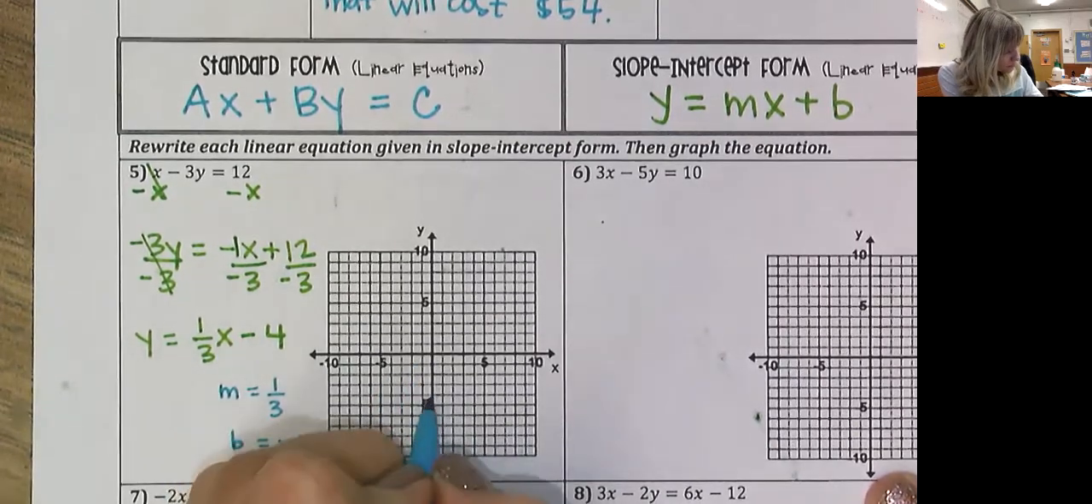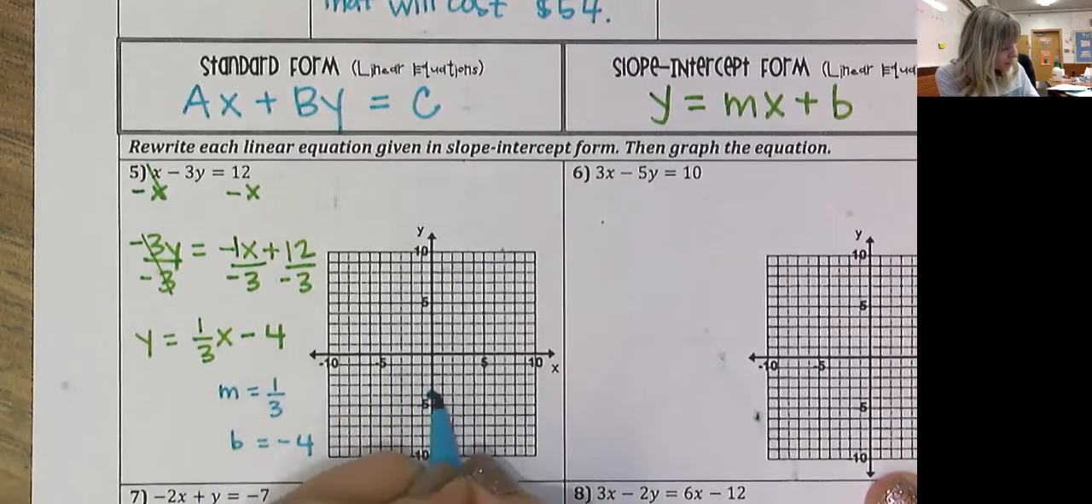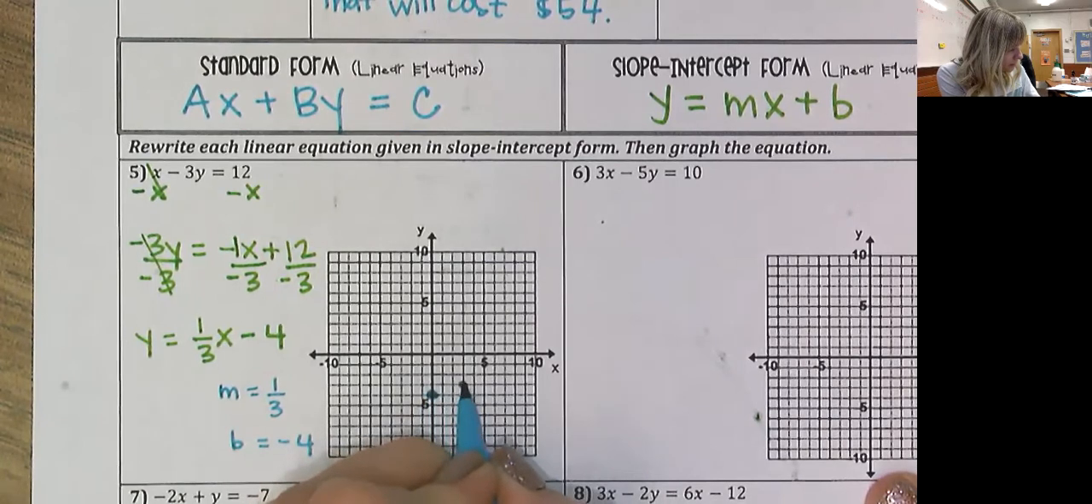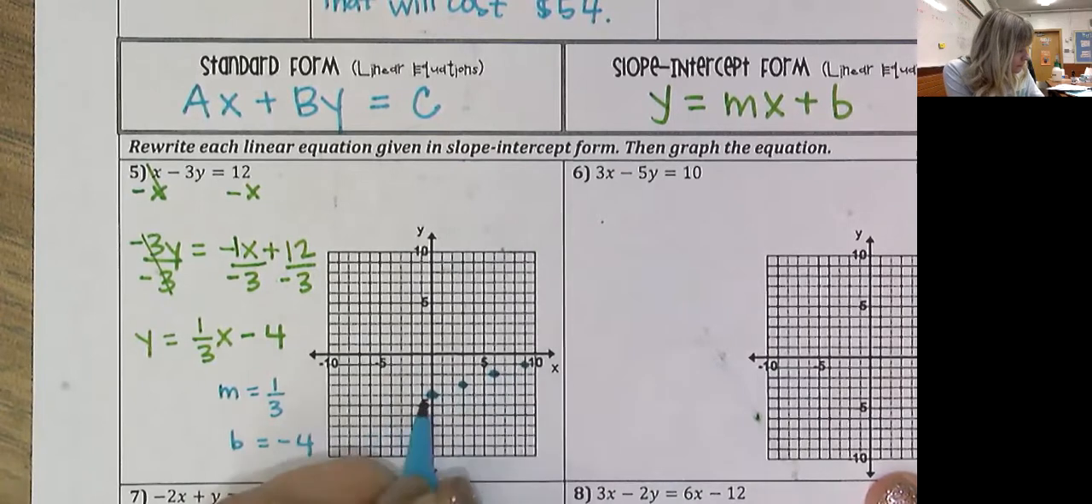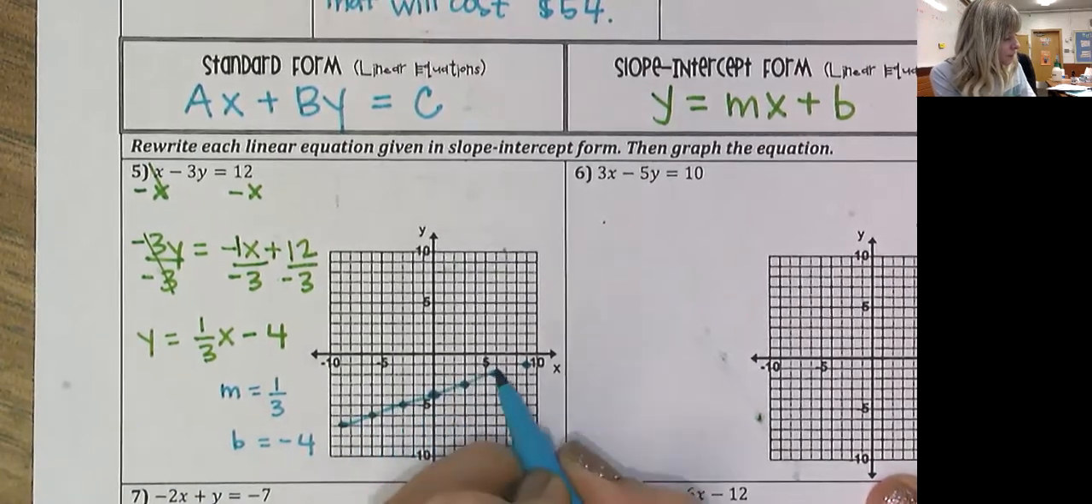So I'm going to go down to negative 4. Always start with your y-intercept, and I'm going to go up 1 over 3. Up 1 over 3. Up 1 over 3. Remember, the more dots you can get, the better. This is supposed to have a positive slope, so from left to right, it should be going upward.